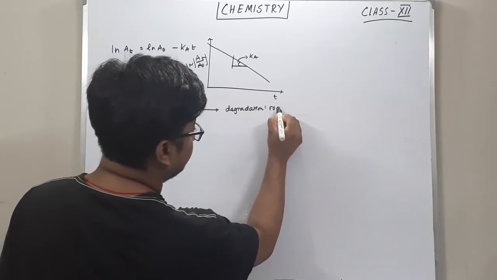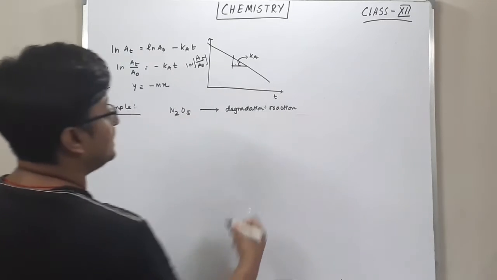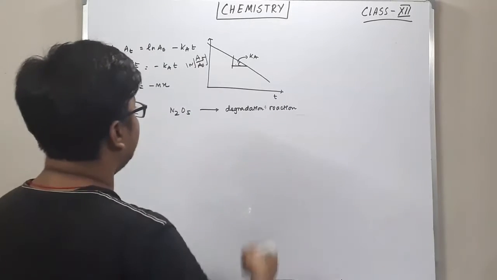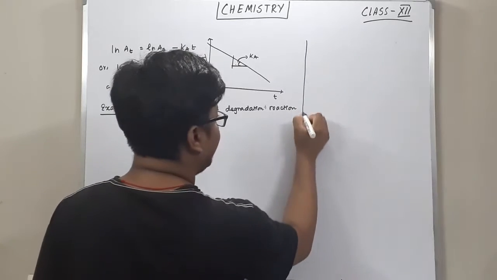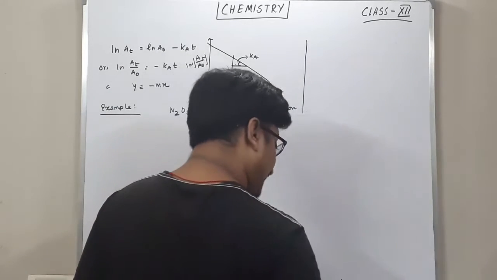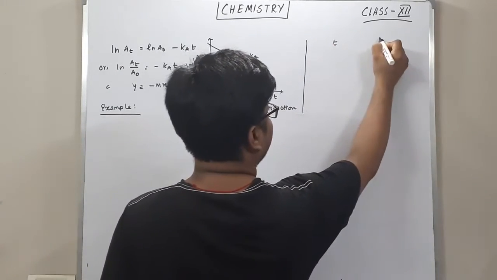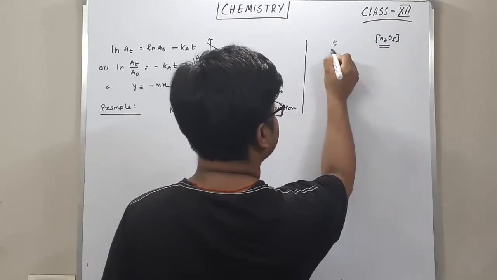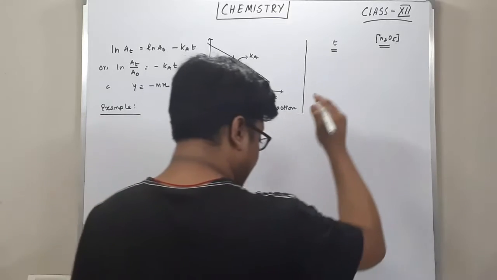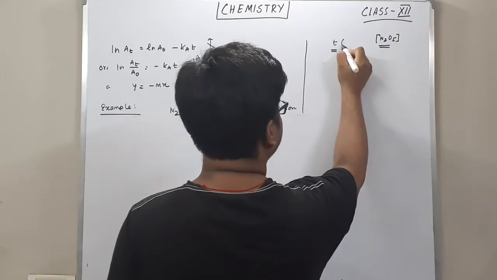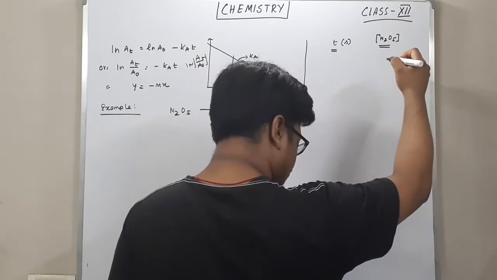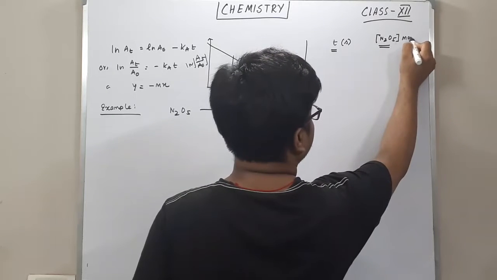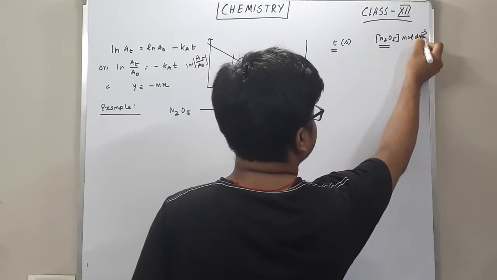Degradation reaction. Okay, and it is found the data. Let me draw the data here. It is found the data, time and concentration of N2O5. Time is at 0 seconds, and your concentration is in mole decimeter minus 3.